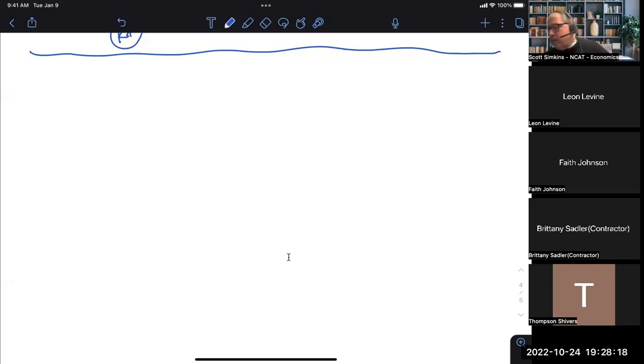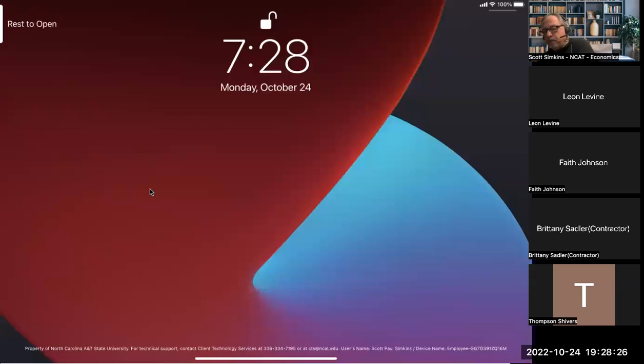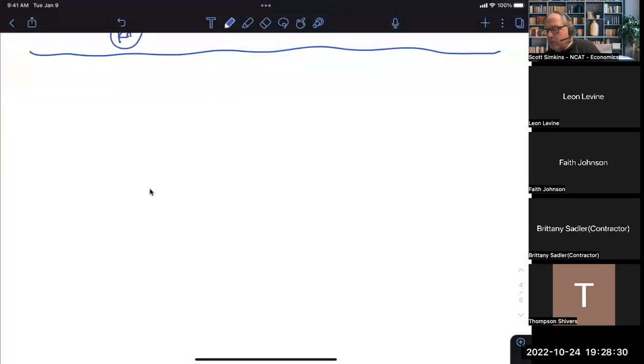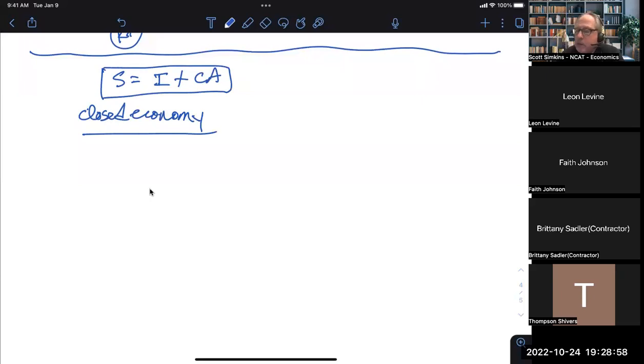So let's just work through that. We have the uses of saving identity. If it was a closed economy, let's do that first. First of all, if there are increased budget deficits, what does that mean in terms of the uses of saving identity? We literally had this question in the first exam and on multiple homeworks. Budget deficit increases: this is the kind of thinking that I need you to be able to do quickly.